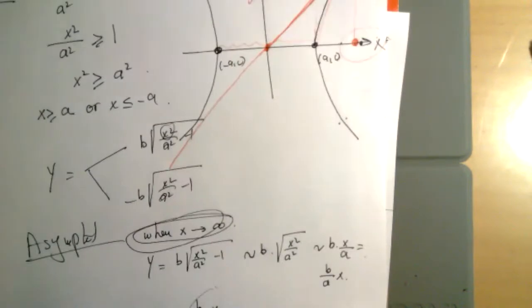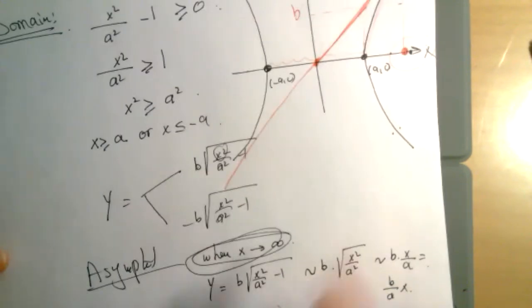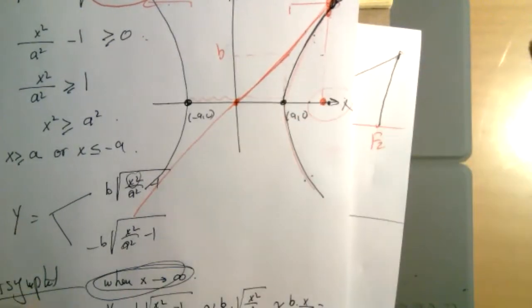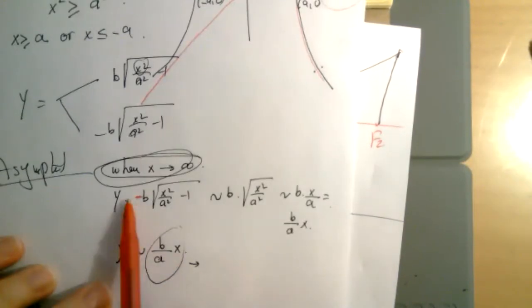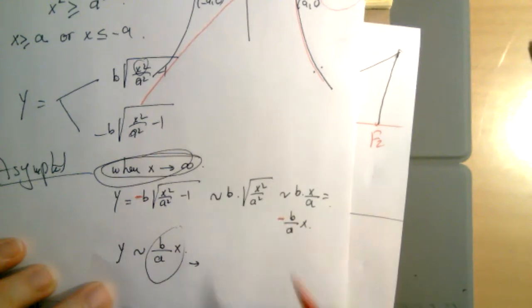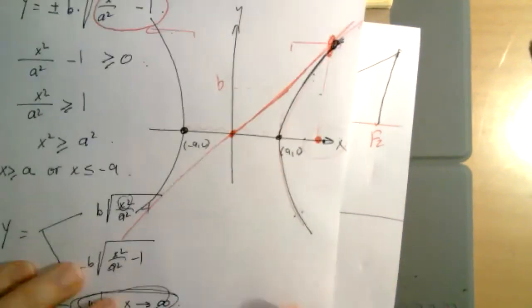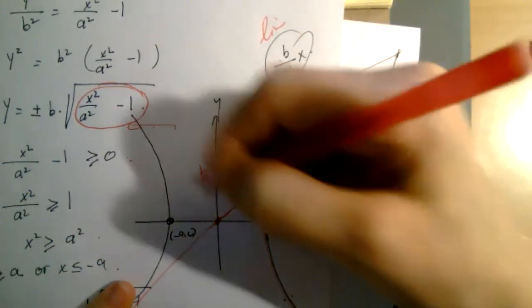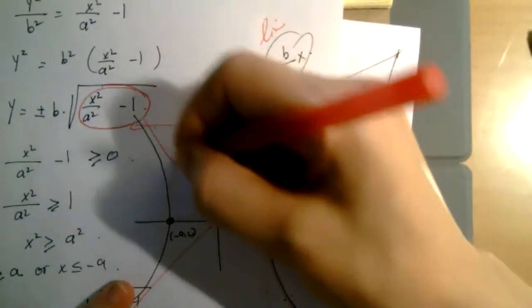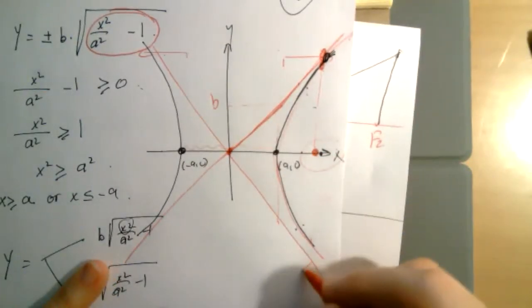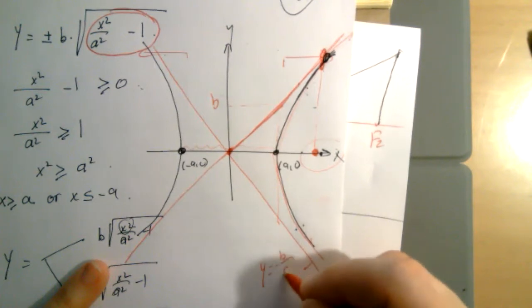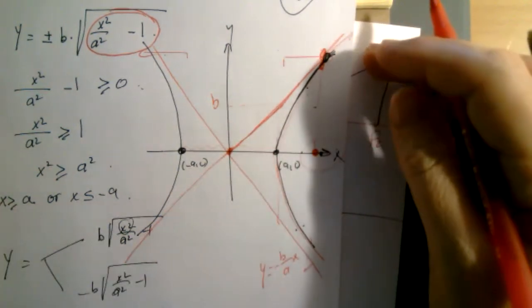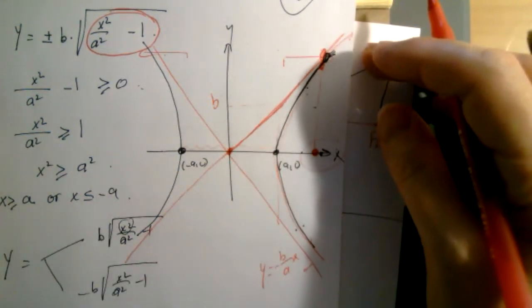Now, we can keep playing the same game. If I take the negative piece, y equal minus that, the difference is going to be minus b over a x. So when x takes large positive values, the y value will be close to this line, minus b over a x. And that really provides us with a good analysis of how the graph looks.